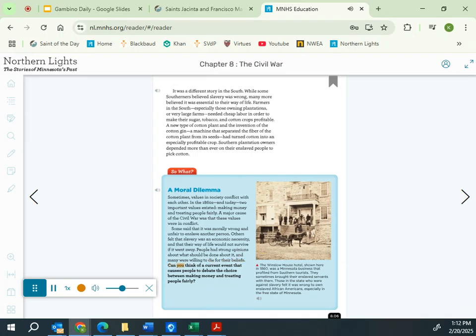beliefs. Can you think of a current event that causes people to debate the choice between making money and treating people fairly? Does that still happen in today's world? Are people still debating it? Like, what would be an example of people debating, well, do we want to keep our prices so we can afford it, or do we want to pay people more? Because we don't have slaves, so people are getting paid, but are they always getting paid a fair wage?